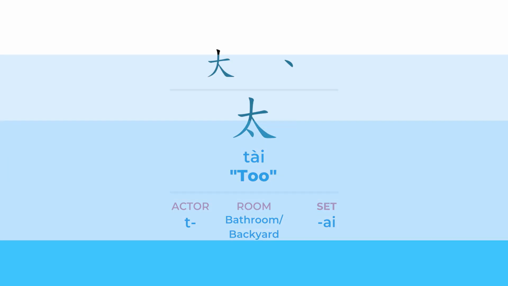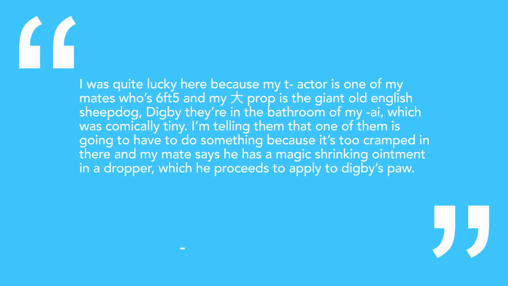Phil Challinor on Make a Movie for tàitai. I was quite lucky here because my T actor is one of my mates who's 6'5", and my Da prop is a giant old English sheepdog. All right. Oh, it's a sheepdog, Digby. They're in the bathroom of my AI set, which was comically tiny. I'm telling them that one of them is going to have to do something because it's too cramped in there, and my mate says he has a magic shrinking ointment in a dropper, which he proceeds to apply to Digby's paw.